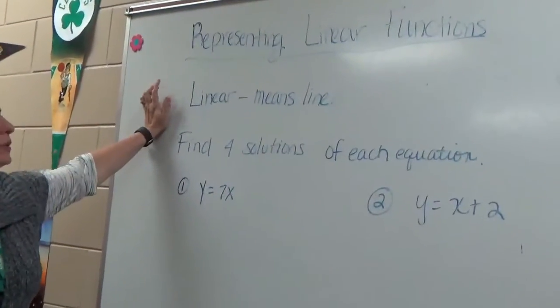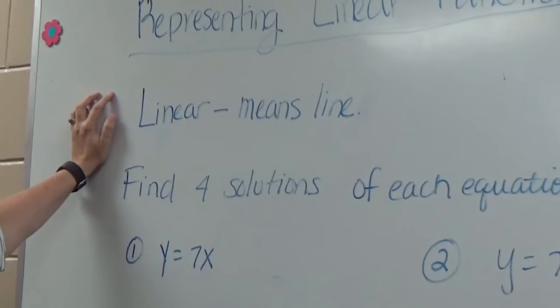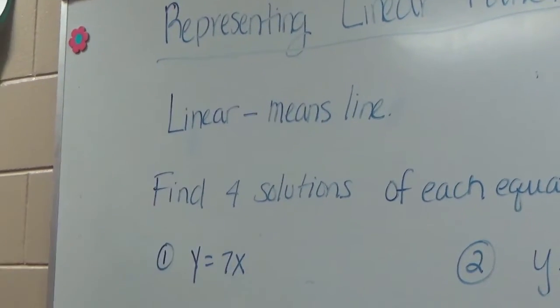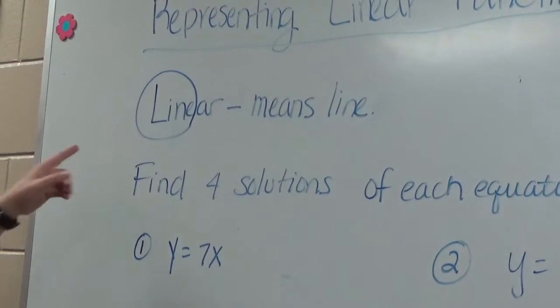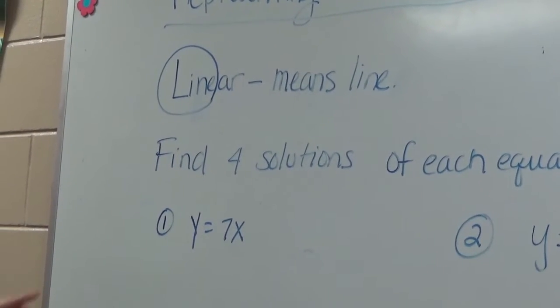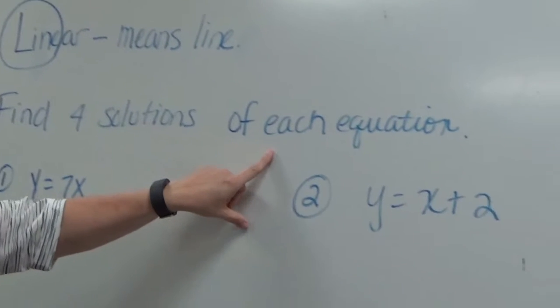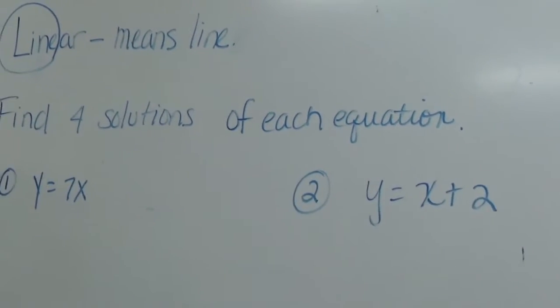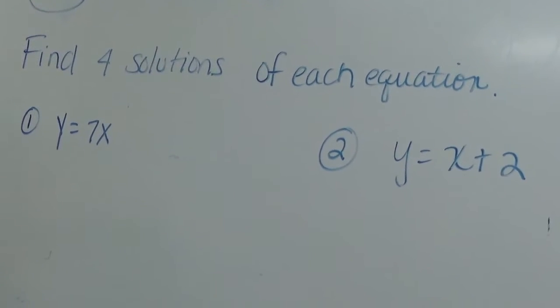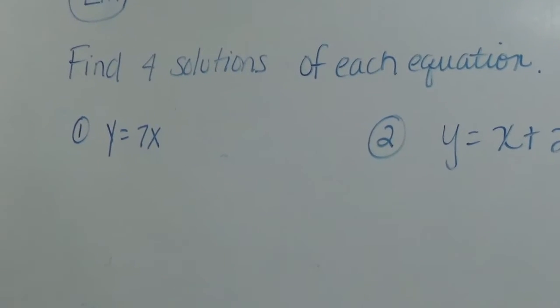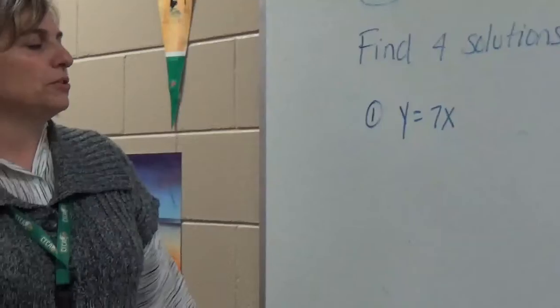Okay. Linear. What does linear mean? When you see the word linear, you always need to be thinking line, line, line. So the word line is right inside linear. So write that down. What we're going to be doing today is finding 4 solutions of each equation. We're going to start learning how to graph lines and find ordered pairs for lines. So that's what we're going to be doing today.